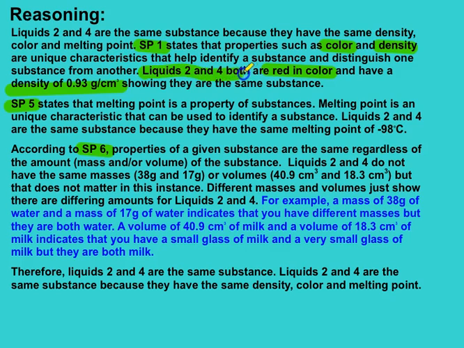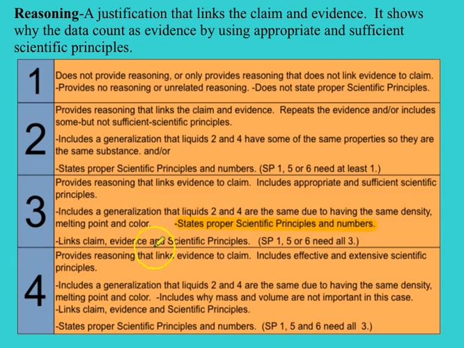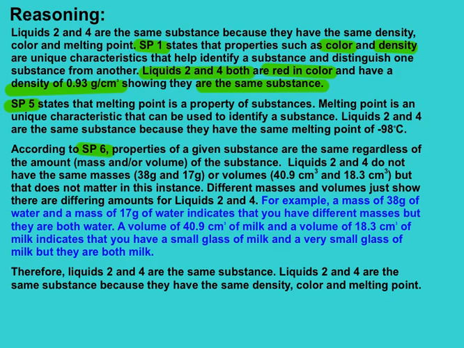Oh, liquids 2 and 4 are both red, and that's why they're the same substance. So just by simply stating a scientific principle, it's not enough. What you didn't do is link your claim, evidence, and scientific principle. You have to be able to link evidence, claim, and scientific principle. Simply restating the scientific principle without giving me the second sentence right here is not enough. Could it be a 3? It might be a 3 if you have all 3 of them. However, it might be the difference between a 3 or 2, or it might sink you to a 2, depending on how well you state these.